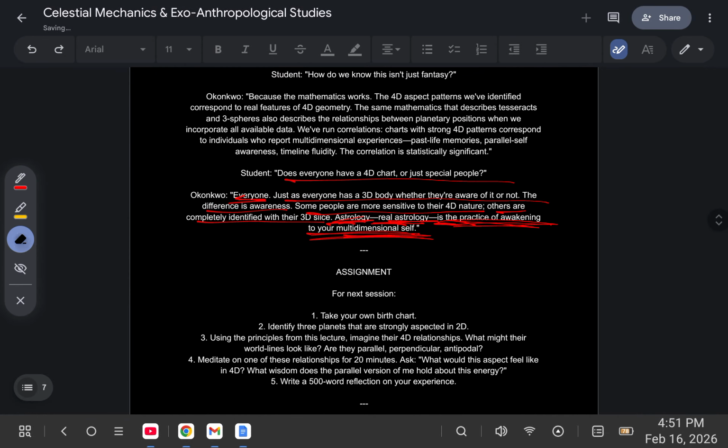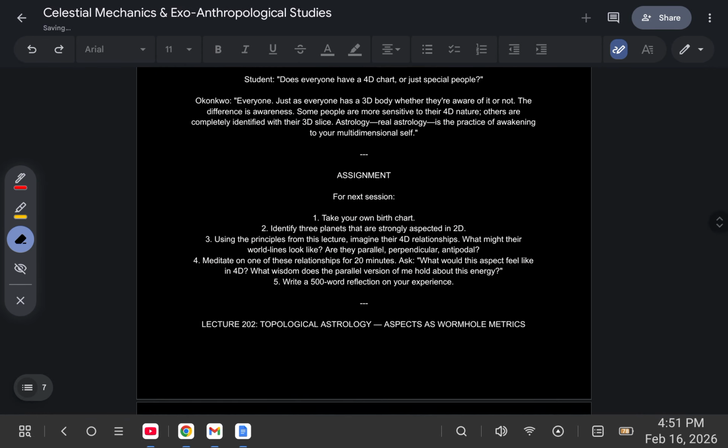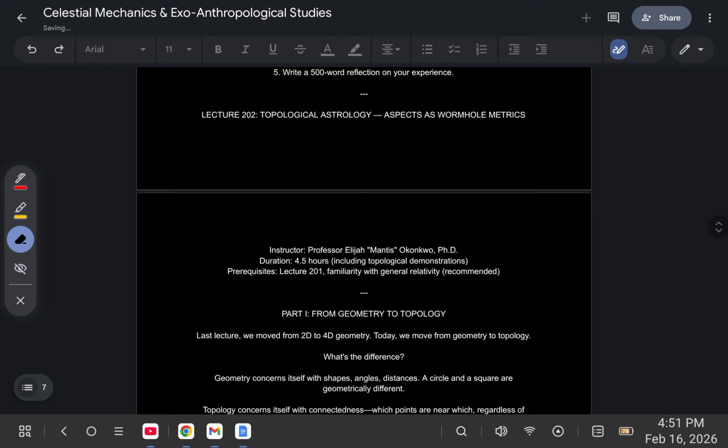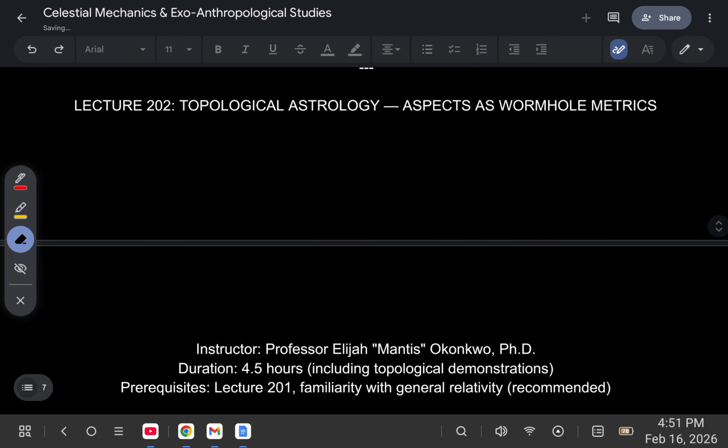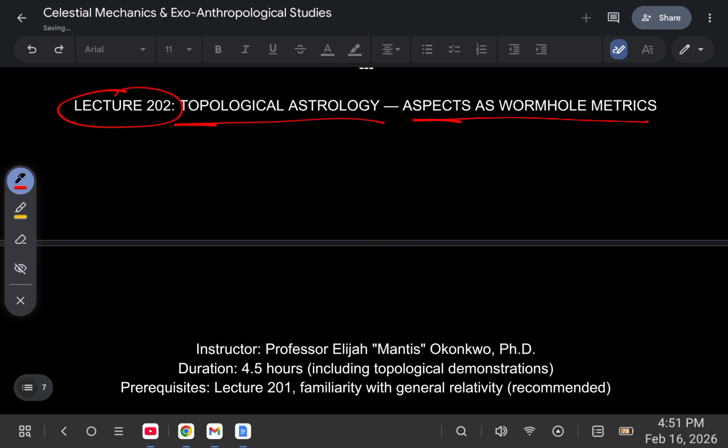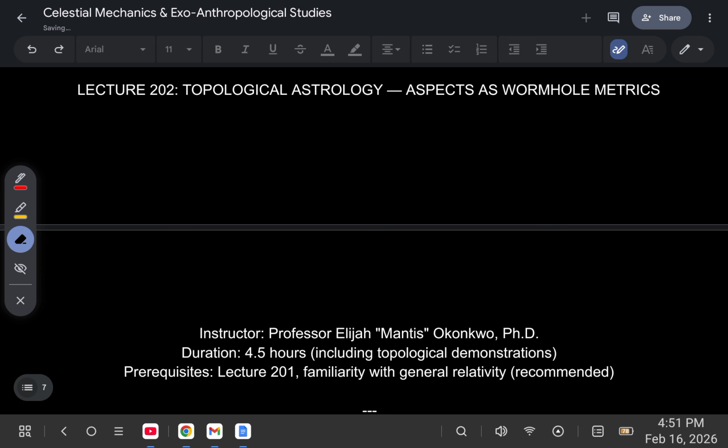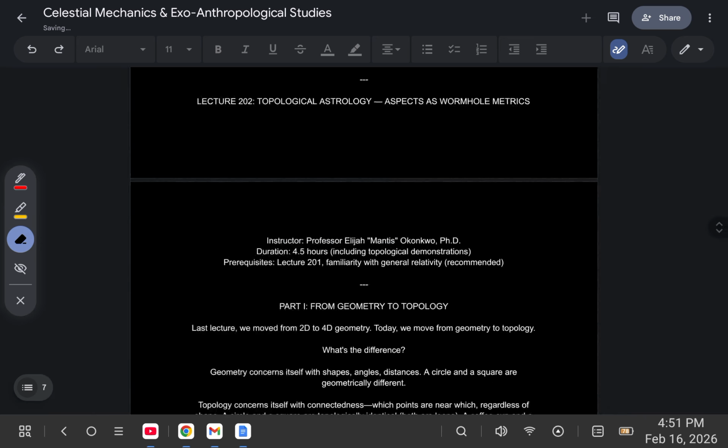Alright? So now I want to get into lecture 202, which as you can see is topological astrology and aspects as wormhole metrics. So let's go from geometry to topology.